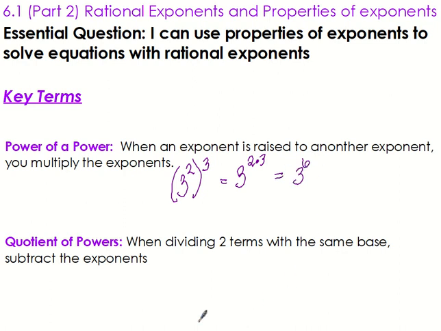Quotient of powers is when I'm dividing two terms with the same base. I'm going to just subtract those exponents. So, we'll have 4 to the 7th, and we'll divide it by 4 to the 5th. Since they're the same base, I can just take these exponents and subtract them. So I'll go 4 raised to the 7th minus 5 equals 4 to the second. 4 to the second is pretty simple, so I'm actually going to simplify that all the way down to 16.